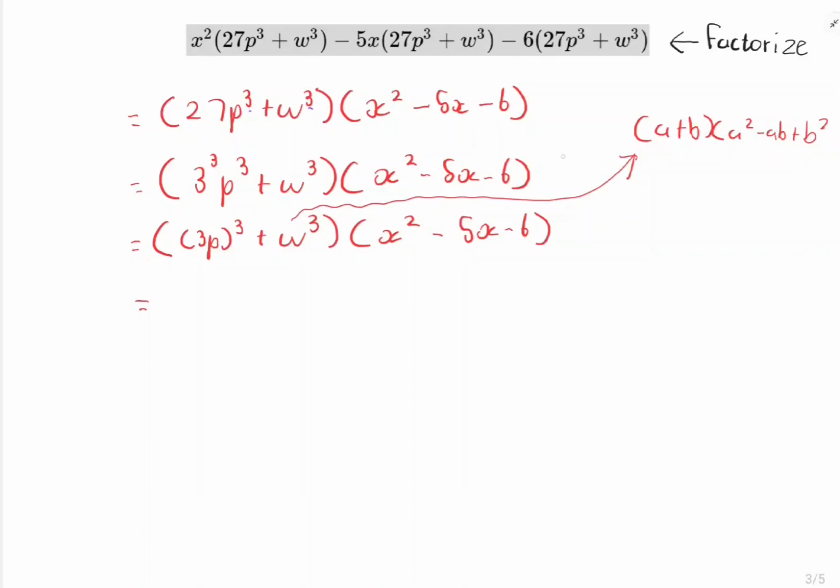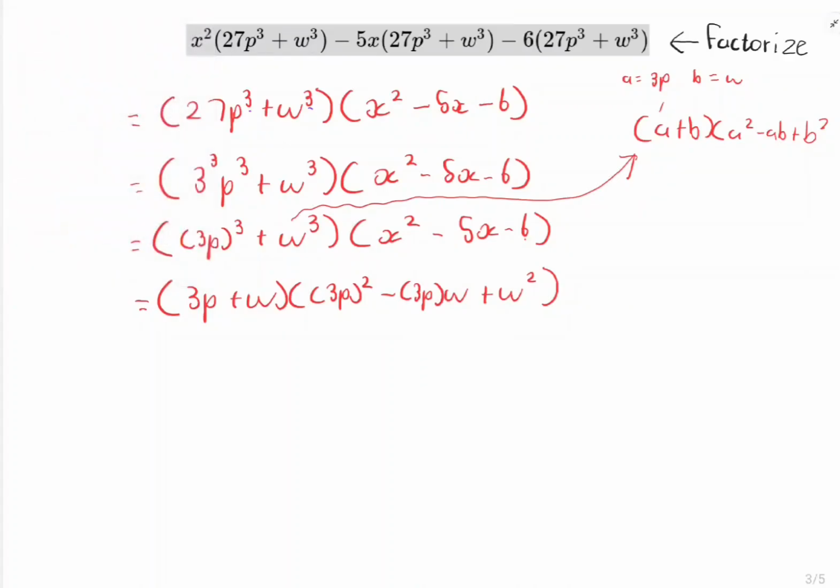So let us factorize this into this form. Our a is 3p, b is w. So let us go ahead and do that. So our first bracket is 3p plus w, as we established, right? What is a squared? It's going to be 3p squared. 3p is our a, minus a times b, which is 3p times w, and then we square b, plus w squared. Cool.